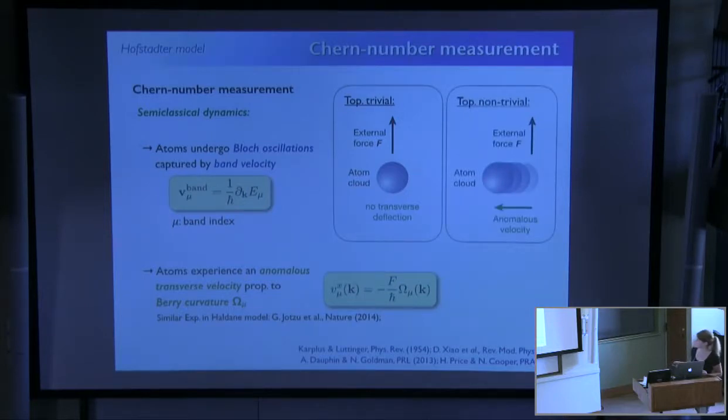So what we expect if we perform this experiment is that the atoms not only undergo Bloch oscillations in the direction of the force, but they also undergo a motion perpendicular to this force, which is proportional to the Berry curvature.